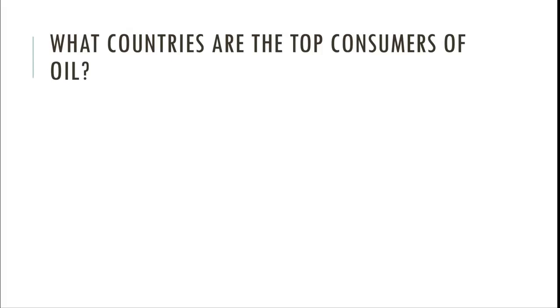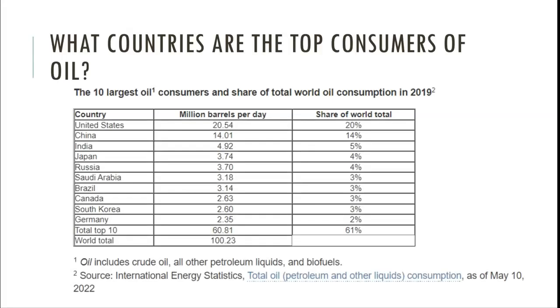So which countries are the top consumers of oil? Which countries use the most oil around the world? This is as of May 2022. The United States is the largest consumer of oil at 20 million barrels per day, about 20% of the world's oil. China comes in next at 14%, India at 5%, Japan and Russia at 4% each, Saudi Arabia, Brazil, Canada, South Korea at 3%, and Germany at 2%. So the top 10 oil consumers use about 61% of the entire world's supply of oil.